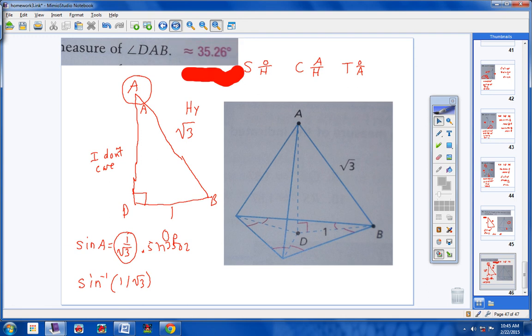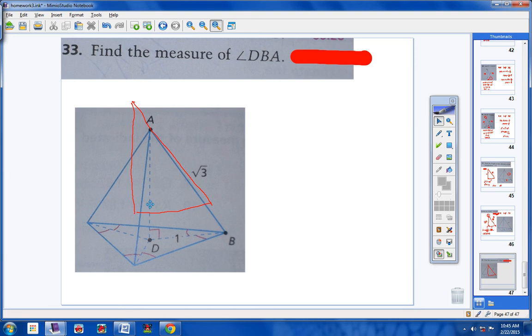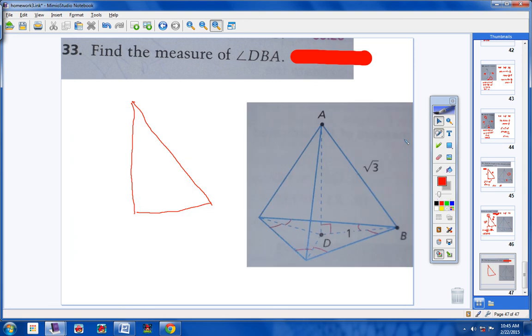Alright, and last but definitely not least, DBA. Now guys, look, we know this is what here? 90. Did we not just, okay, let me go ahead and get a picture so you all see it. Alright, here's my right triangle again for the third time. Alright, slide this over. Alright, D, A, B, right angle, 1, square root of 3.